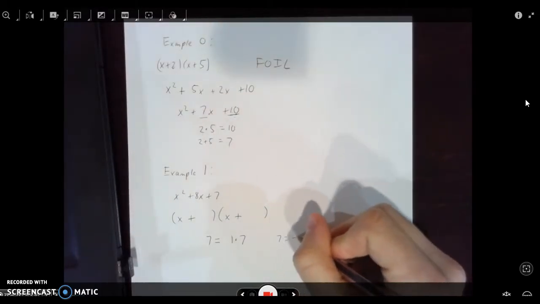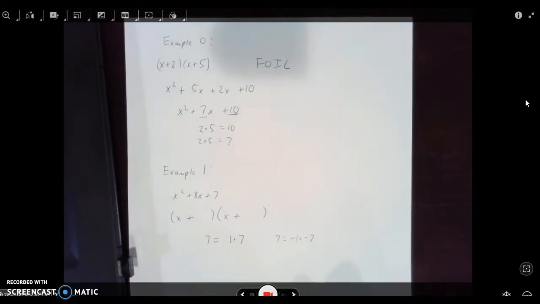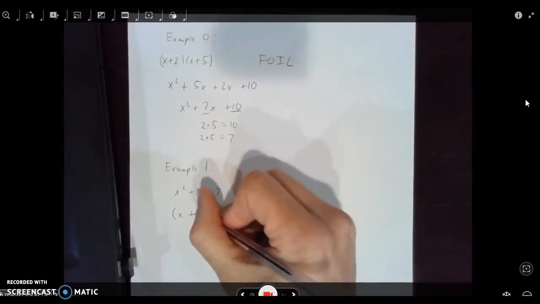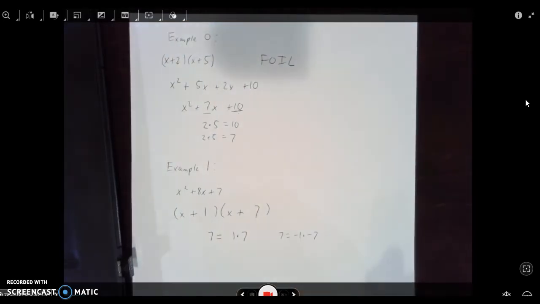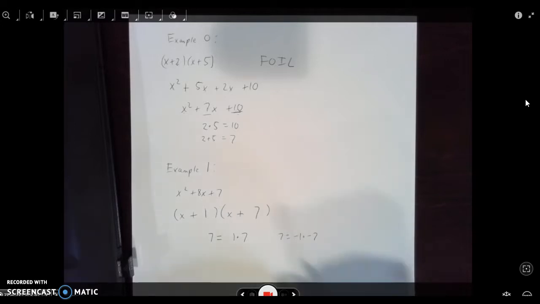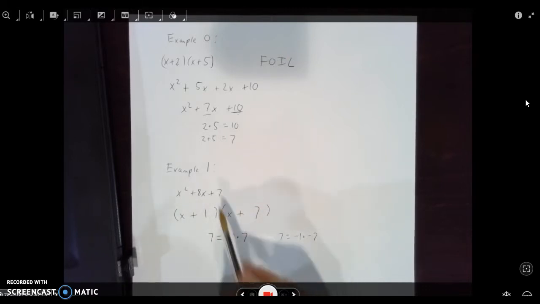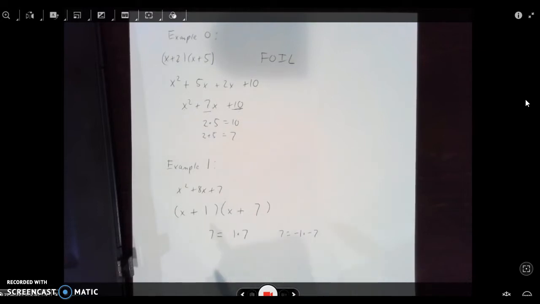There's also negative 1 times negative 7, I guess. But we're looking for the way to do this so that the numbers that I multiply to 7 also add to 8. Well, that is going to be positive 1 and positive 7. We have successfully factored. You can double check your factoring by redistributing. You get x squared. You get 1x and 7 more x, that's 8x, and you get 1 times 7 is 7, so this totally works.